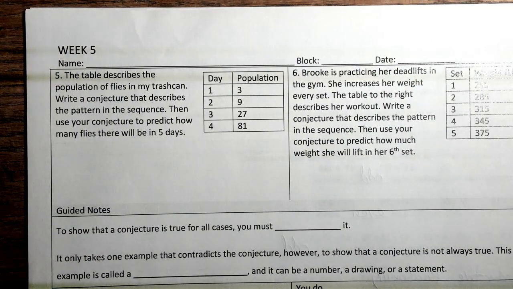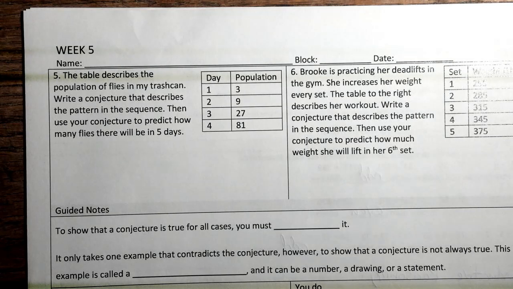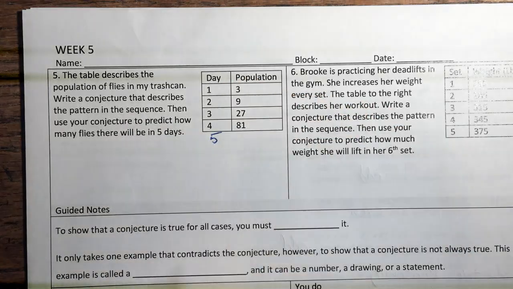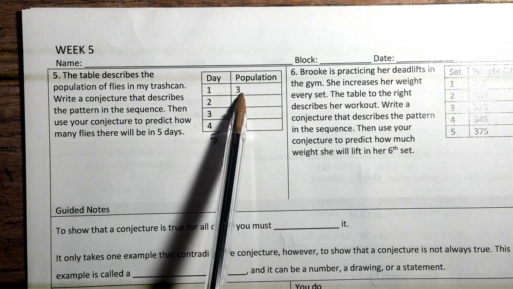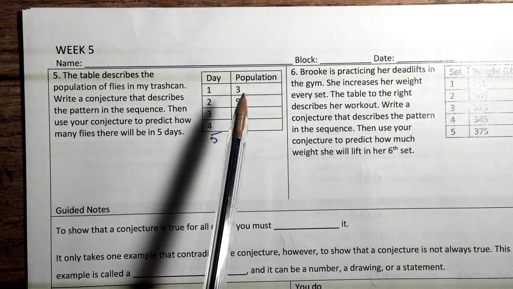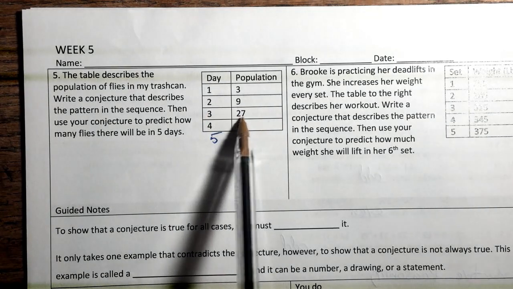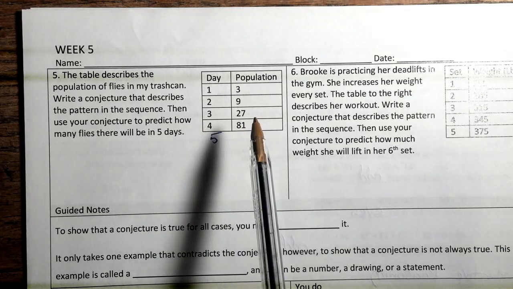Alright, page 2. The table describes the population of flies in my trash can. Write a conjecture that describes the pattern in the sequence and then use the conjecture to predict how many flies there will be in 5 days. So we got 4, so we want to go to day 5. So let's see. Day 1, we have 3 flies in my trash can. Day 2, 9 flies. Day 3, 27 flies. Day 4, 81. So what are these numbers doing?